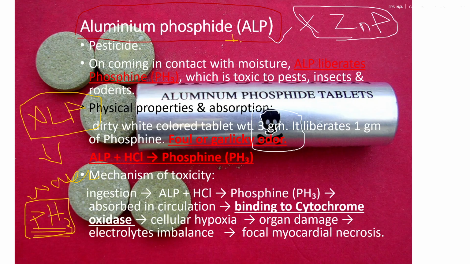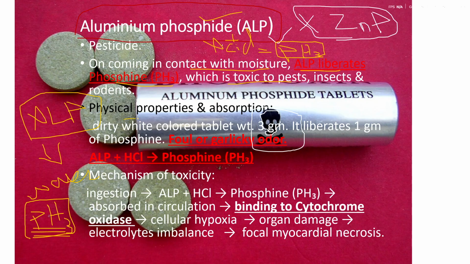How it comes in contact with moisture in the human body: it goes inside the stomach and combines with the acid. Whenever it combines with the acid, it leads to the discharge of phosphine gas, PH3. Now this gas has all the toxic effects attributed to aluminum phosphide. On coming in contact with moisture, aluminum phosphide liberates phosphine gas, which is very toxic.